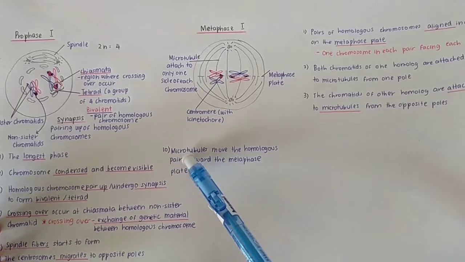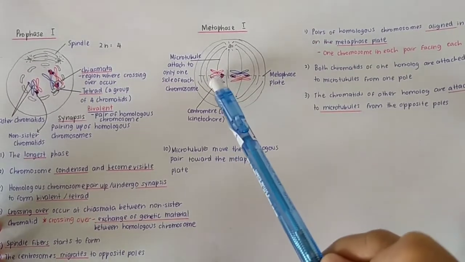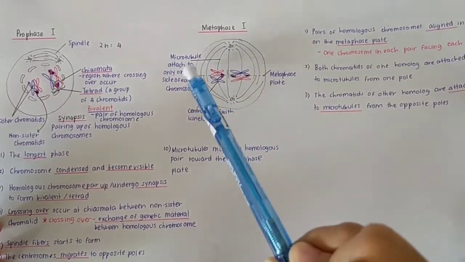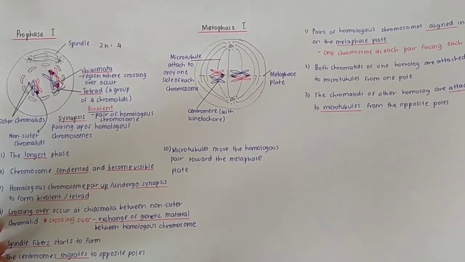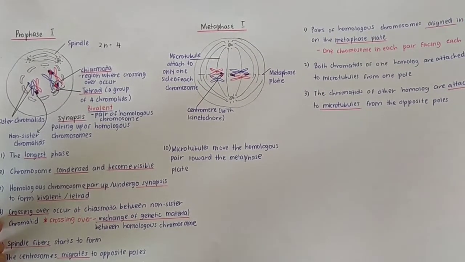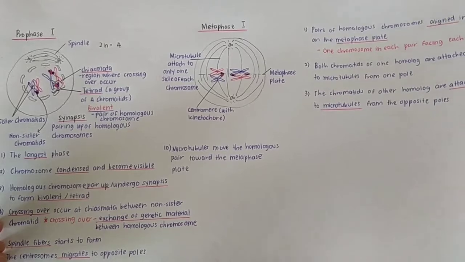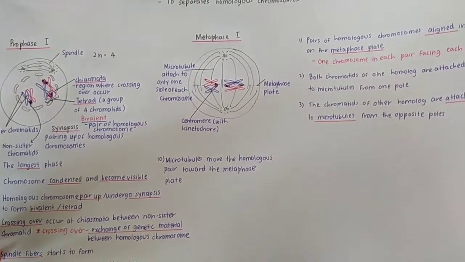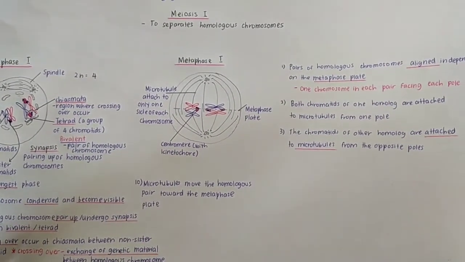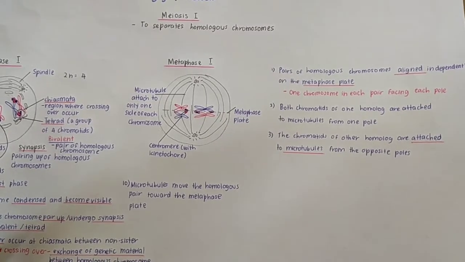And then what happened after that? Microtubules move the homologous pair like this, towards the metaphase plate. Because of what? After Prophase One, the stages will proceed with Metaphase One. So now we look at Metaphase One. So what happened during Metaphase One?